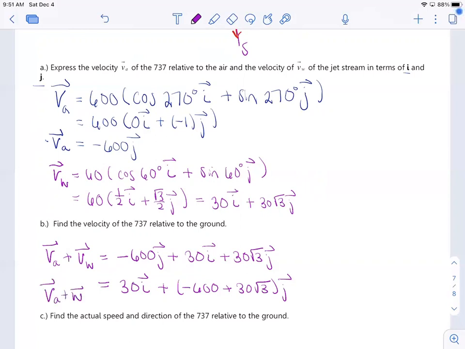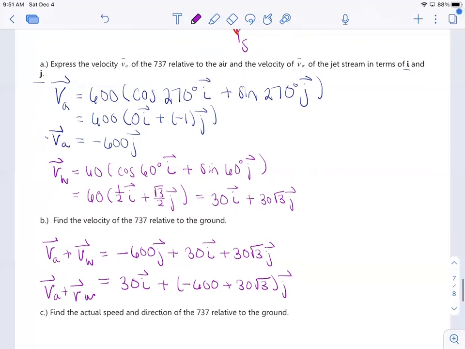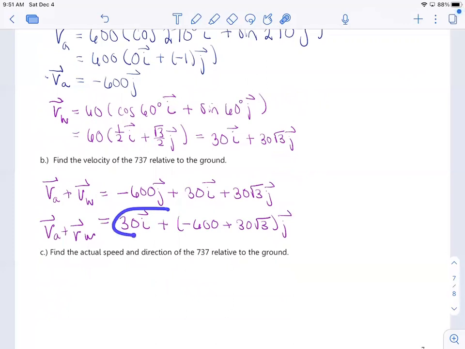So what we just found, oh, forgive me, I wrote a W there, is this is the actual vector, okay? This is known as our resultant vector. This is actually what is happening to the aircraft, okay? Because yes, it's flying, but it has this jet stream acting on it. So this vector will actually tell us the actual speed and direction of the aircraft. So what I need to do is, with this new vector we found, our resultant vector, we need to find the actual speed and direction.